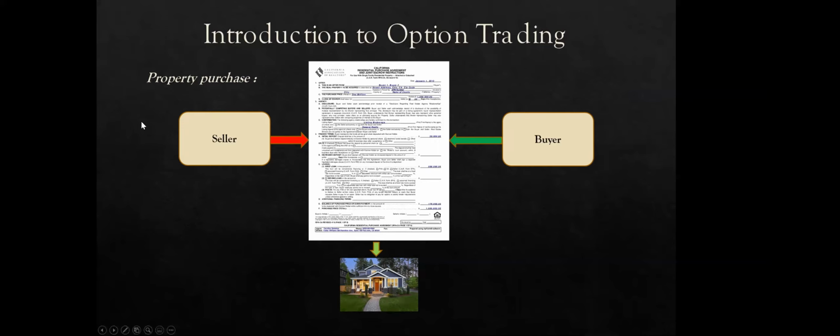If you want to sign this contract, you have to give some premium to the seller, for example some kind of earnest money. If you buy a house, you already know that you have to give some earnest money, maybe 1% or 2% of the total purchase price. So you normally give $10,000.